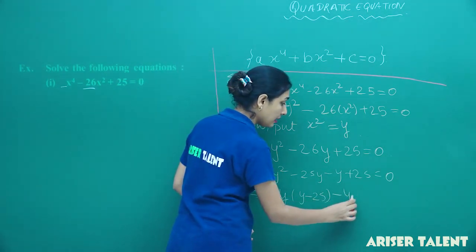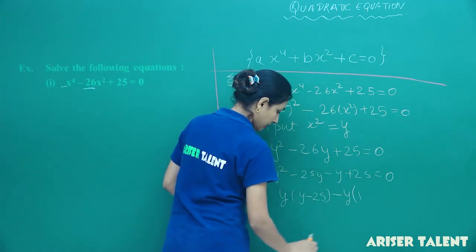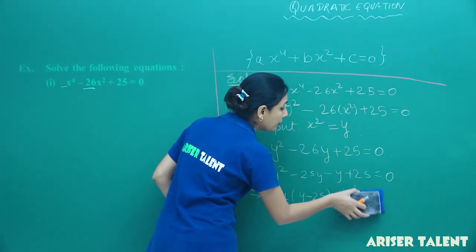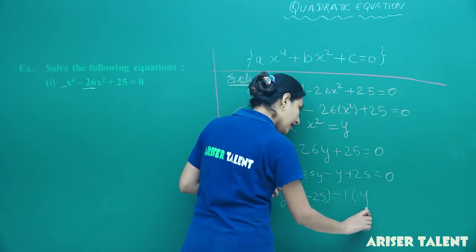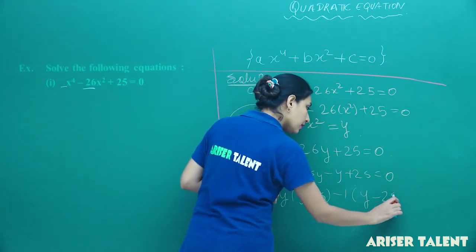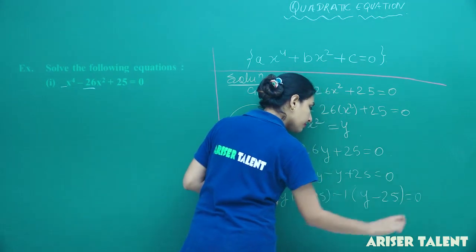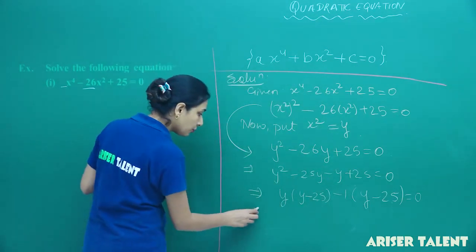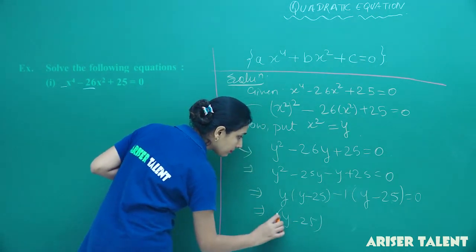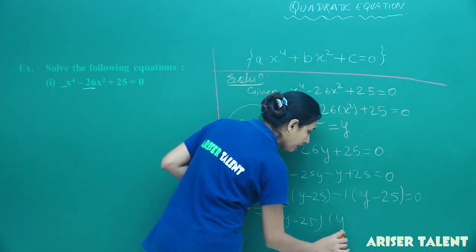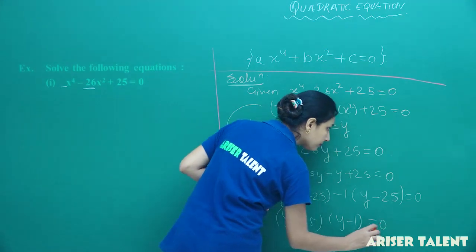So, minus y here. So, 1 minus 1 common. So, minus 1. Okay. So, that will be y. Now, minus will be here. 25 equals to 0. Now, this will give you y minus 25 and y minus 1 equals to 0.